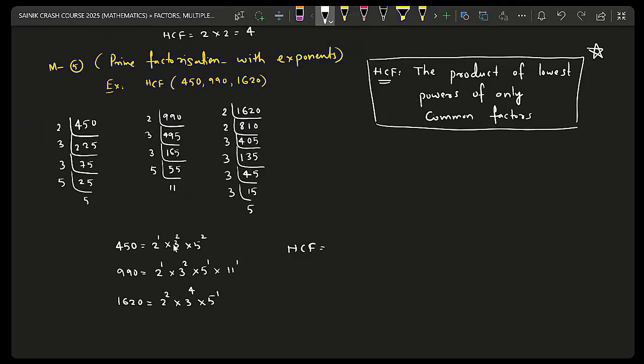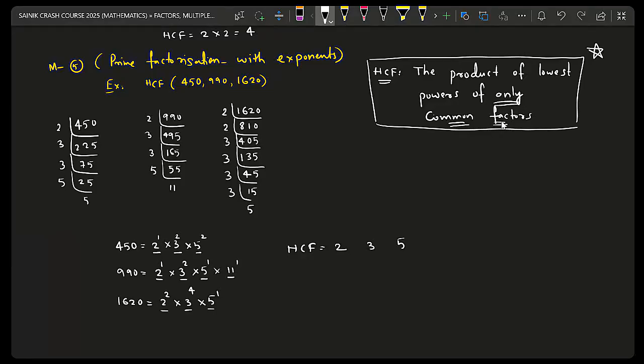Factors means these bases: 2, 3, 5, then 2, 3, 5, 11, then 2, 3, 5. These are called factors. So which is common? Yes, 2 is common, so take 2 here. 3 is common, so take 3 here. 5 is also common, so take 5 also. But 11 is not common. 11 is only present in 990 but not in the other numbers. So take only 2, 3, 5 because we need only common factors.